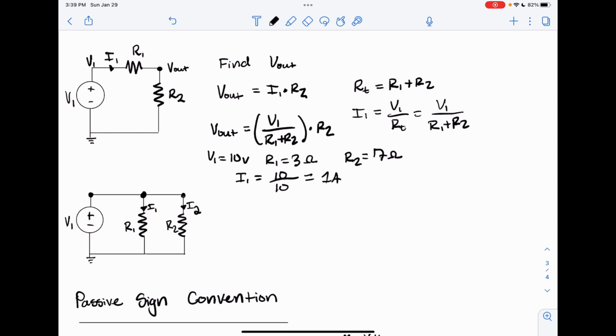Now, if we know that this is equal to 1 amp, we can plug that 1 amp back into this formula here, and we can say that Vout is equal to 1 amp times 7 ohms, which is equal to 7 volts.